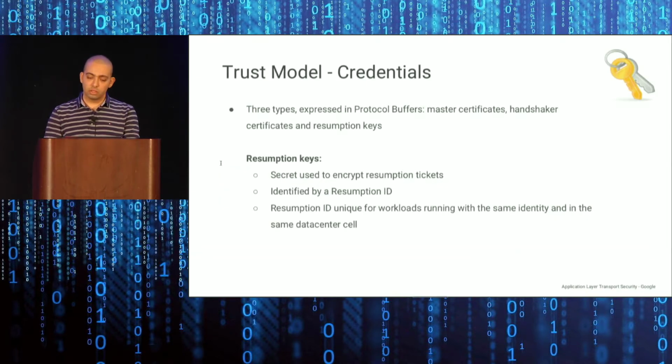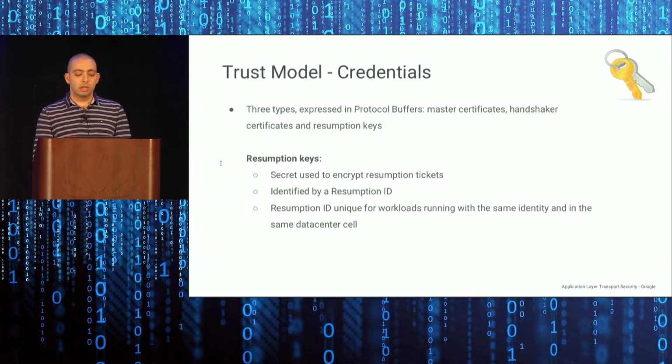The last type of credentials are resumption keys. These are secrets used to encrypt resumption tickets. They're identified by a resumption ID that is unique for all workloads running in the same data center with the same identity. So basically, if there are multiple servers that share the same identity and they run in the same cell of a data center, they all have access to the same resumption tickets.